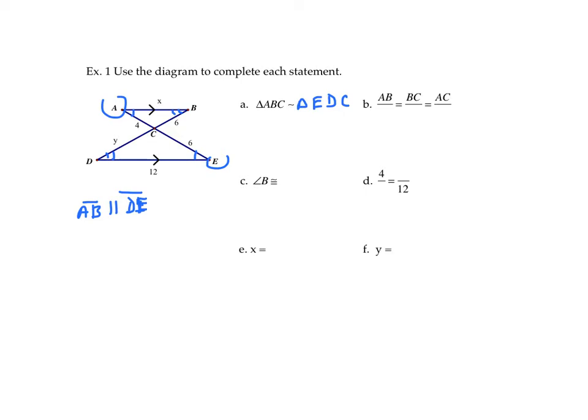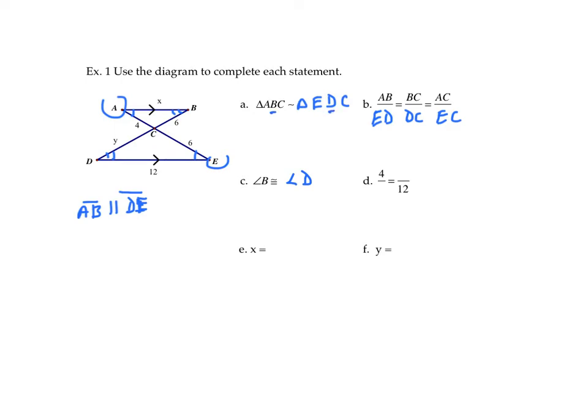In part B, we have to set up the ratios of the corresponding sides. So side AB corresponds to ED, side BC corresponds to DC, and side AC corresponds to side EC. In part C, we're asked angle B is congruent to what angle? And it's congruent to angle D. You can tell from our markings on the diagram, or you can look at how we name the two triangles.